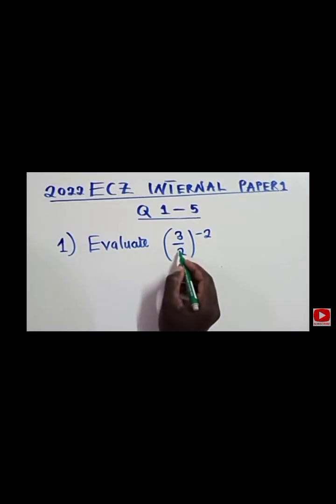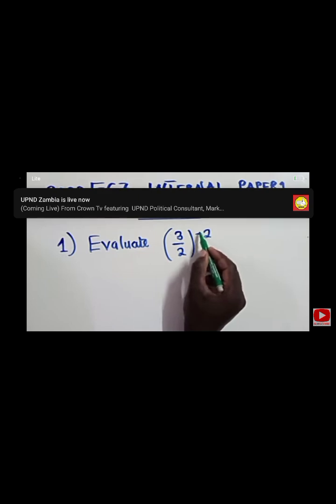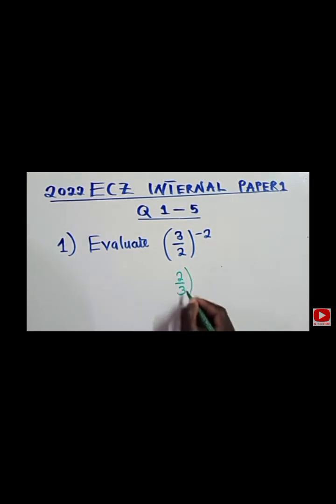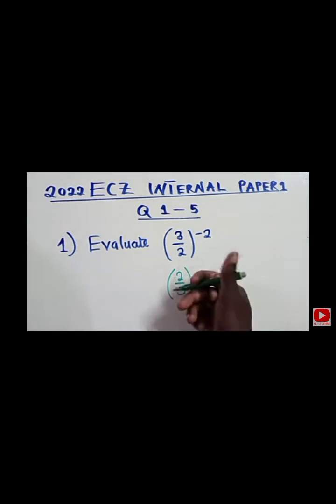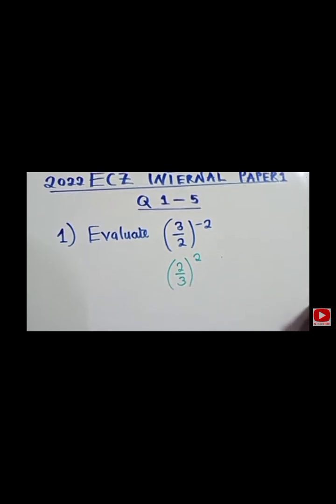Check what is inside here, and also look at the power. Immediately you see the power has got a negative sign. You need to change what is inside, so we're going to write it as 2/3. The reason why we are reciprocating is because we have a negative power and we write a positive power. So immediately you do this, you write the positive power.